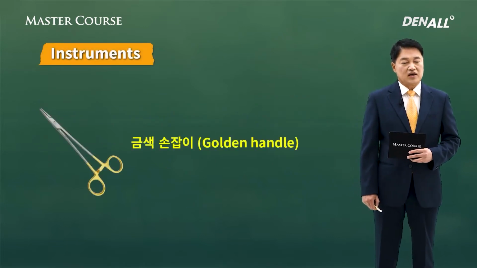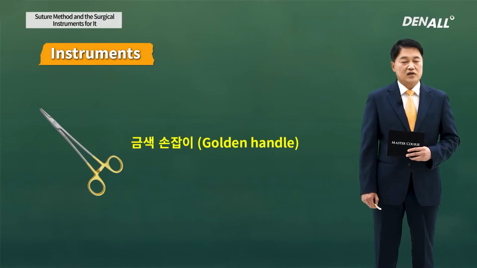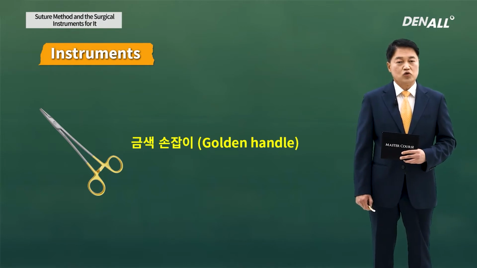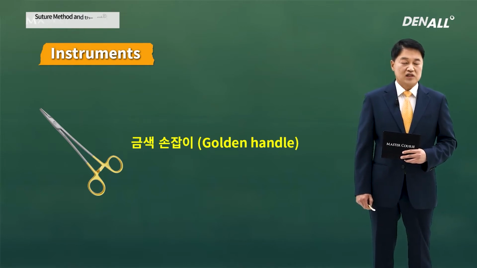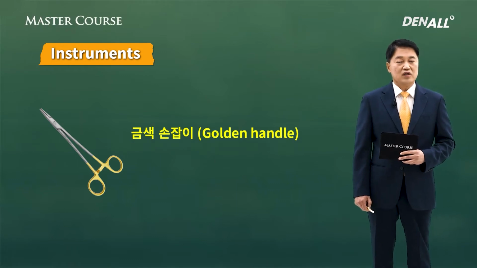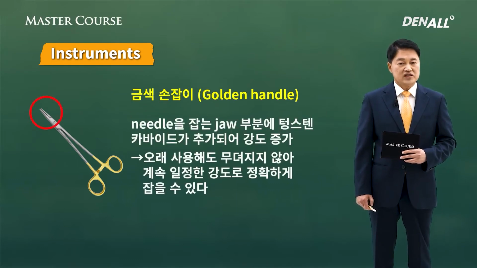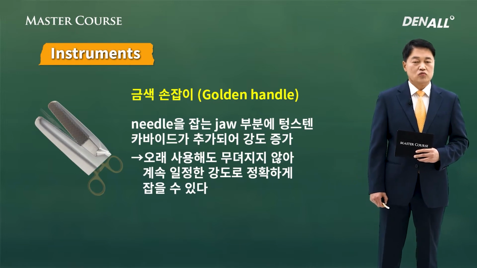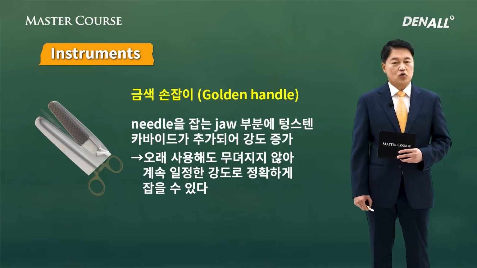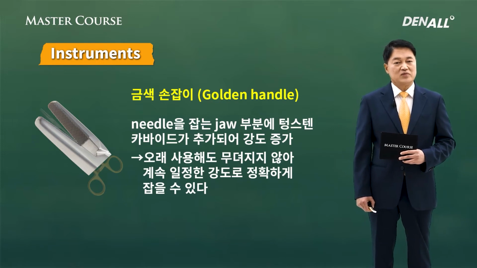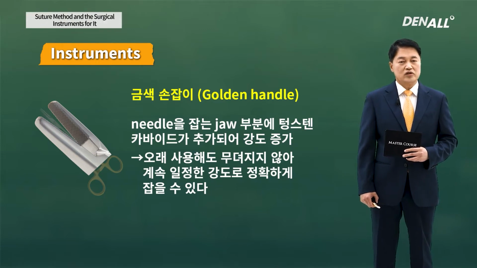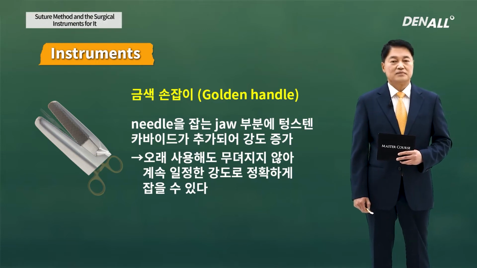And of the needle holders, not everything is metal, but you see the golden handle needle holder. It's not to make the needle holder look luxurious. It's the jaw area where you grab the needle. Tungsten carbide has been added to make it stronger. So even if you use it for a long time, it will stay sharp, and you can accurately grab with a consistent strength.